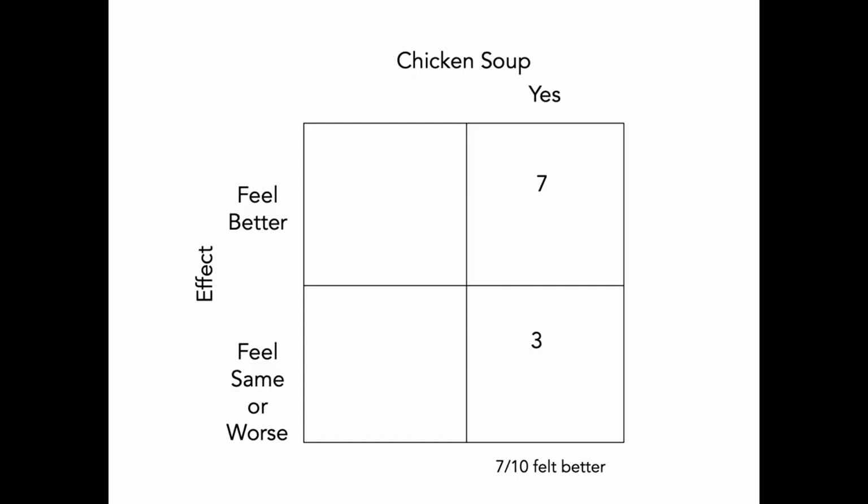This is intuitive, but it is actually false, because you need the other column to be able to conclude that chicken soup did anything. The other column is people who didn't have chicken soup and who felt better or felt the same or worse. And in this case, we've tabulated it such that the columns are the same, which means that there's no effect of chicken soup.